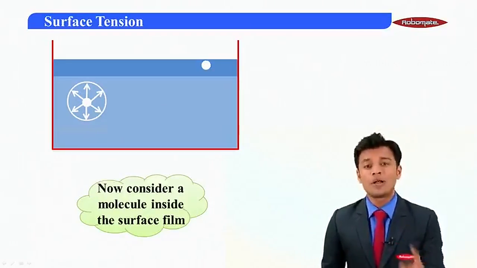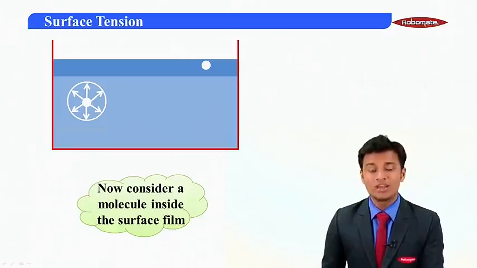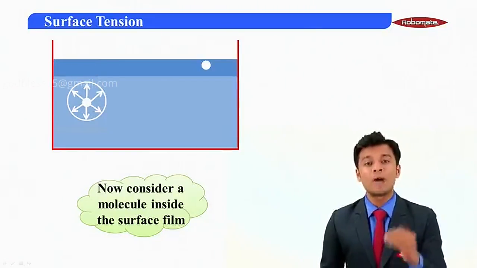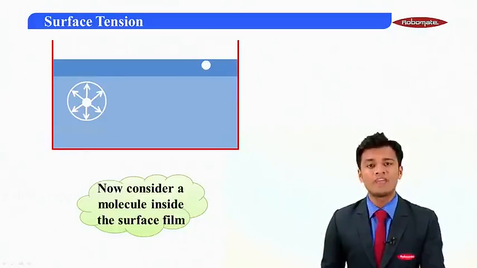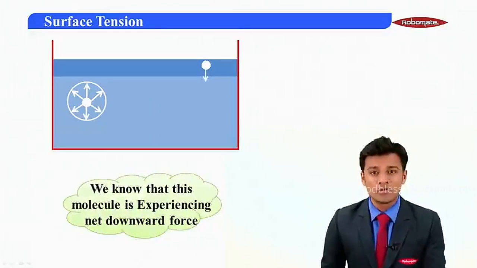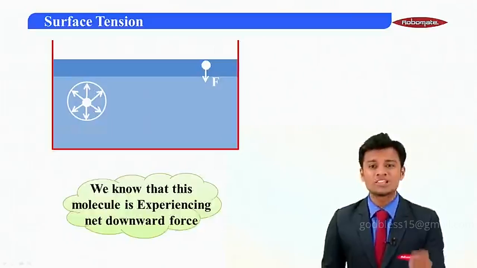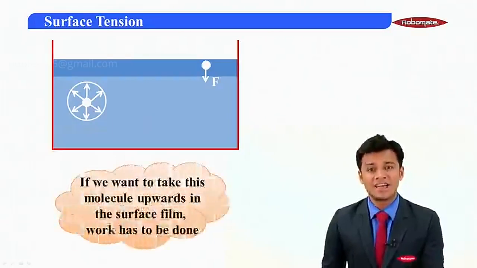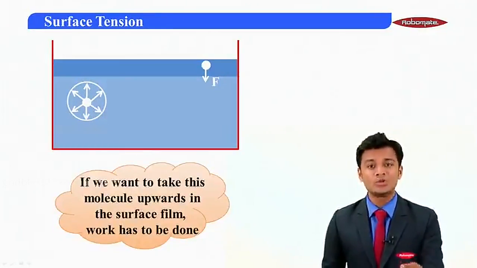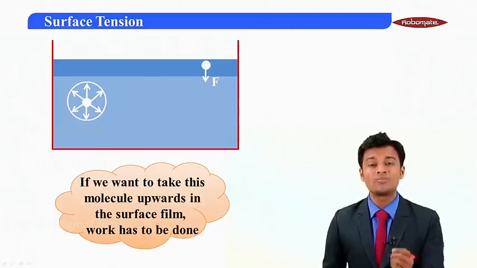But if I consider one more molecule, and this molecule is in the surface film. Class, I know that any molecule in the surface film has fewer molecules in the upper part, because in the upper part we have air molecules, and we also know that the adhesive force of air is comparatively less. So this molecule inside the surface film is experiencing a net downward force. Since this molecule is experiencing a net downward force, if I want to pull this molecule upward inside the water, I need to do some work in order to overcome this downward force.